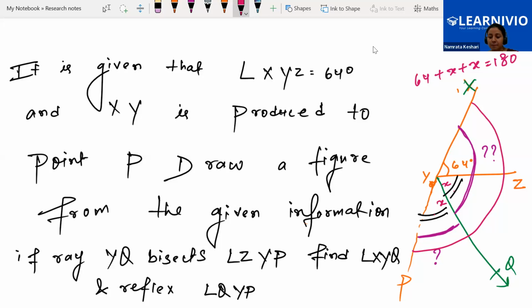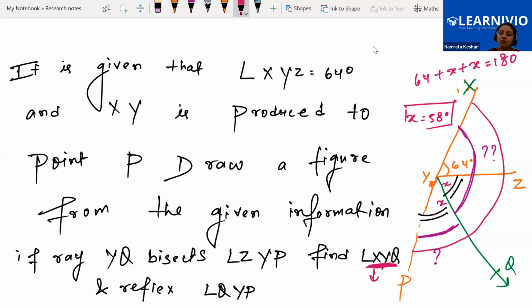I'm 58 degree. X is equal to 58 degree. Everyone getting x as 58 degree. Now can you find angle XYQ? What is XYQ? 122 degree. 64 plus 58, yeah, 122.